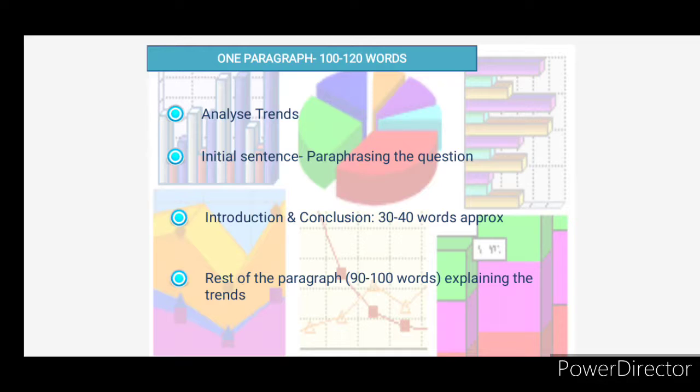So first of all, what you need to do is analyze the trends. Once you analyze the trends, you can paraphrase the question. You can give an appropriate introduction, followed by the body and the conclusion. So introduction and conclusion you can write in 30 to 40 words approximately, not more than that, and the rest of the paragraph, or you can say the main body, can be written in 90 to 100 words where you need to explain the trends, right?